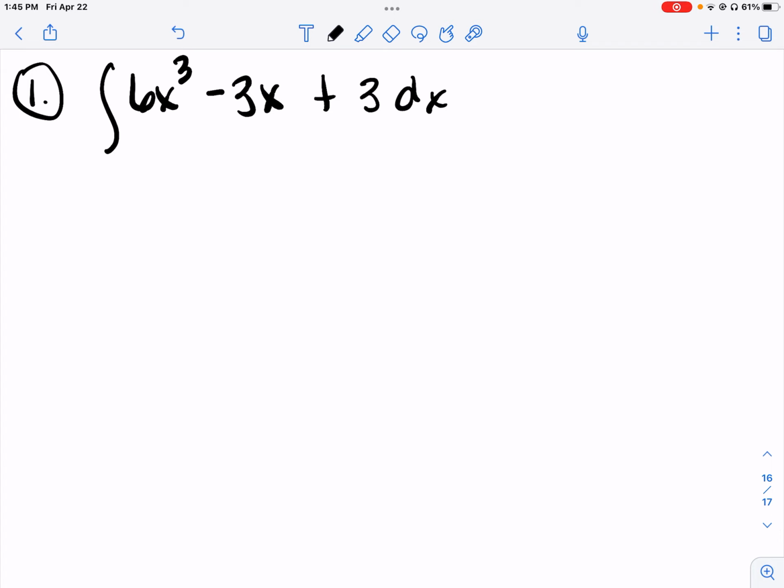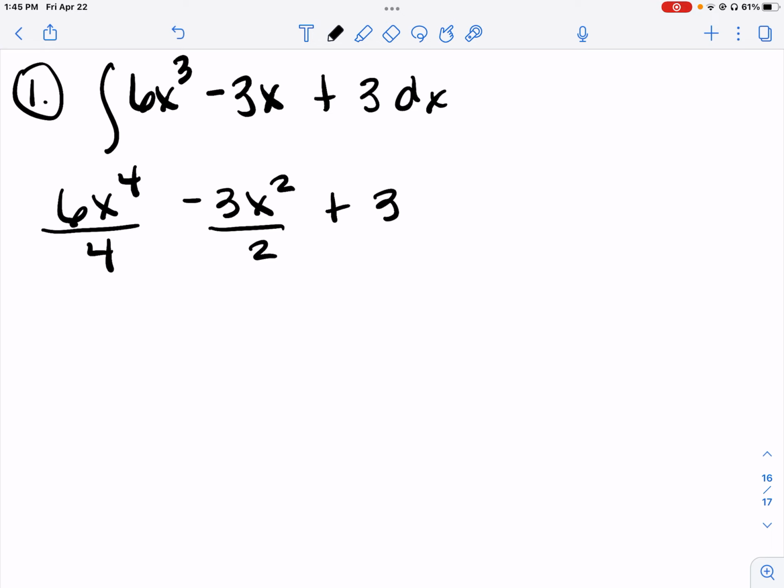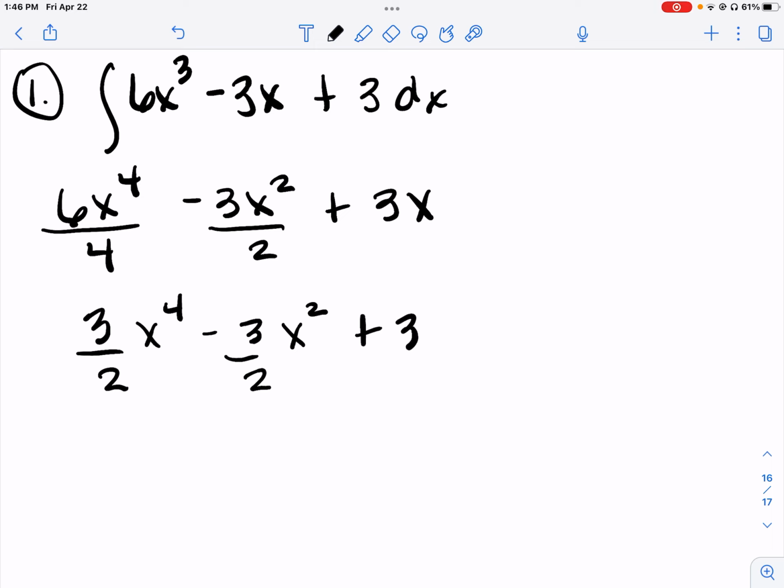Okay, so this is going to be our regular power rule. Add 1 to the power and divide. The integral of 3 is 3x. Okay, I'm going to clean this up before I put the plus c. 6 over 4 is 3 over 2. Okay, a basic power rule.